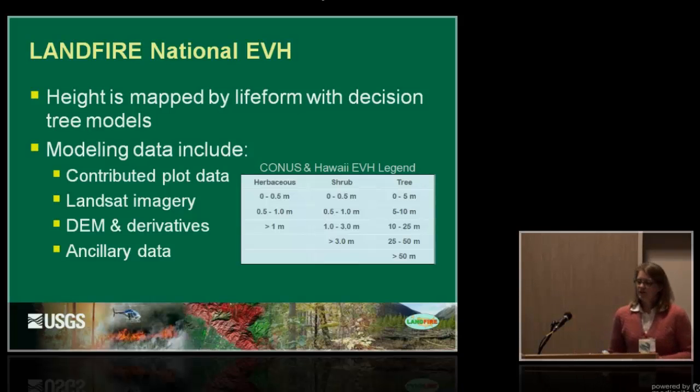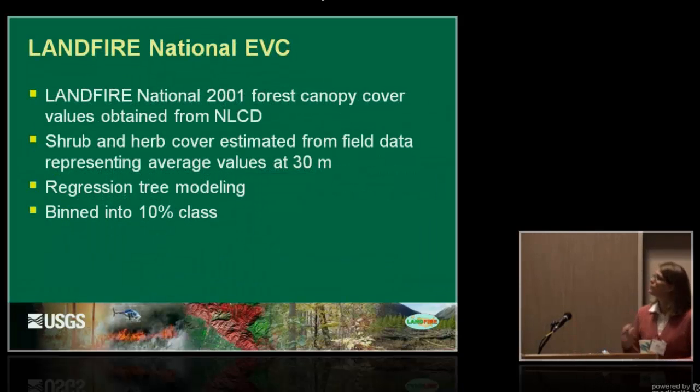For the national existing vegetation cover for the forest or tree class, we basically directly took the outputs from the NLCD forest cover. Didn't really do much to that other than import it into the LANDFIRE product. Shrub and herbaceous cover were estimated from field data representing average values of 30 meters to correspond with our Landsat pixel size. We used regression tree versus decision tree modeling. So for the modeling portion, we mapped cover continuously and then binned it into 10% increment classes across the landscape.